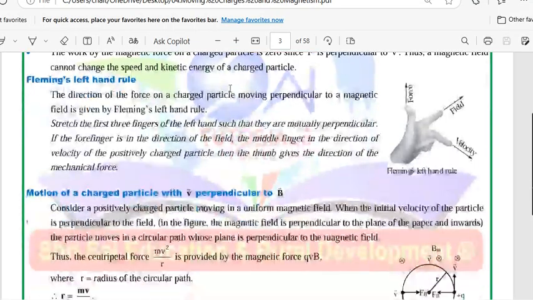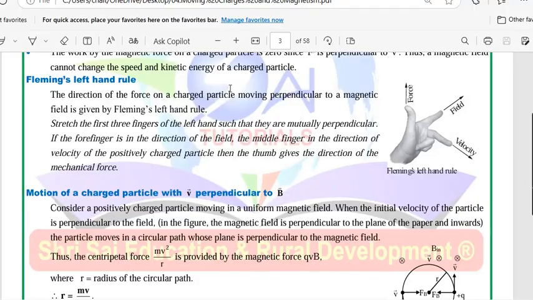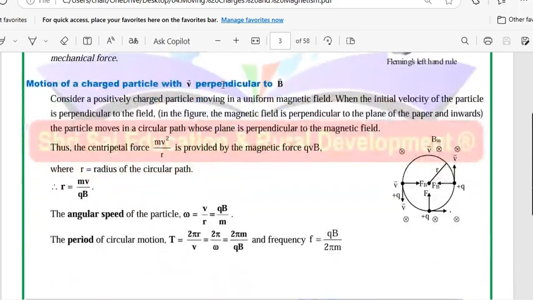So let me revise Fleming's left hand rule once again. See, stretch the first three fingers of the left hand such that they are mutually perpendicular. If the forefinger is in the direction of the field, the middle finger is in the direction of velocity of the positively charged particle, then the thumb gives the direction of the mechanical force.